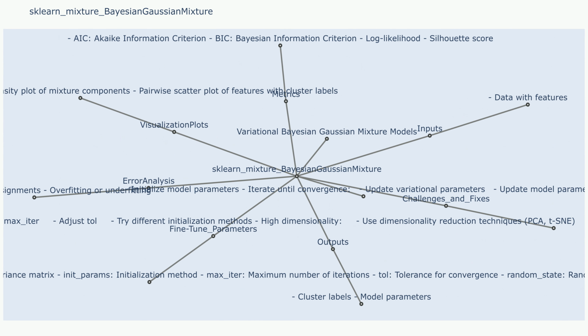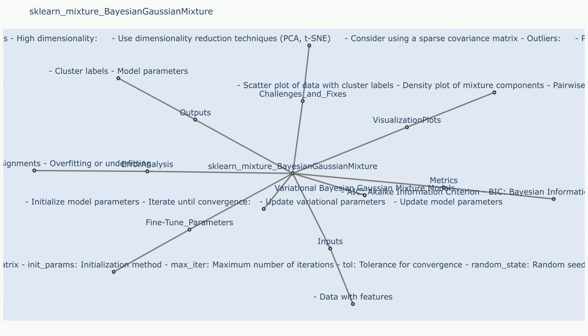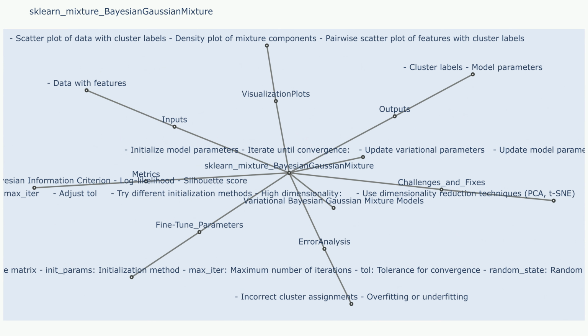Challenge 3: handling data with different scales. Sample use case that resulted in challenge 3: a data set with features having vastly different ranges, which can negatively affect the model's performance. Fixes to challenge 3: standardize or normalize the data to ensure that all features have a similar scale. Experiment with different covariance structures to accommodate the potential differences in feature scales.